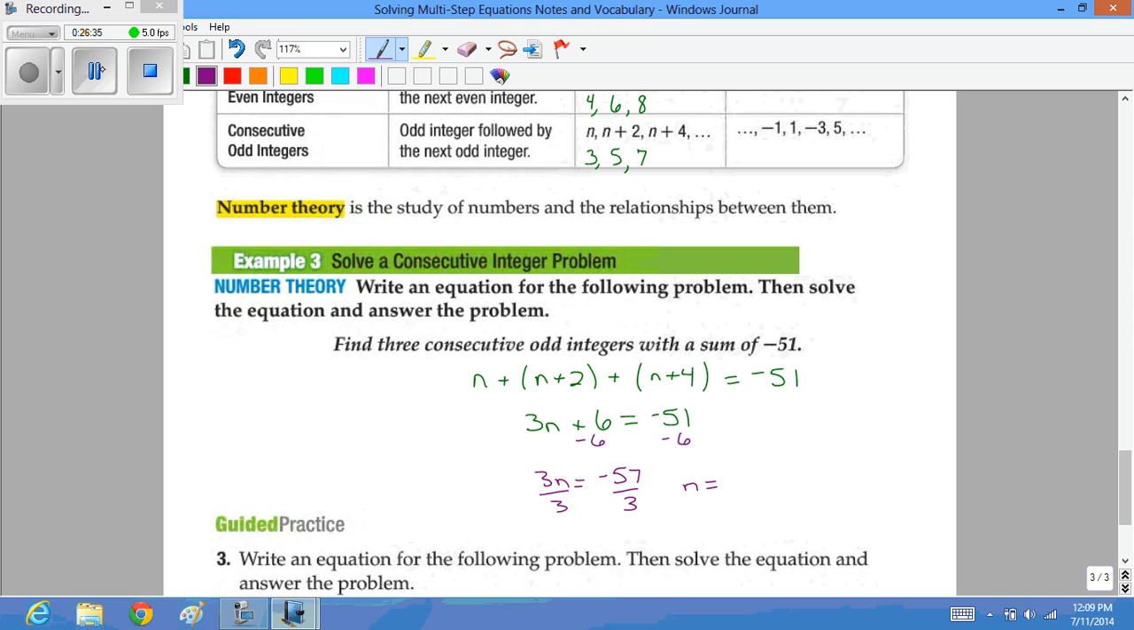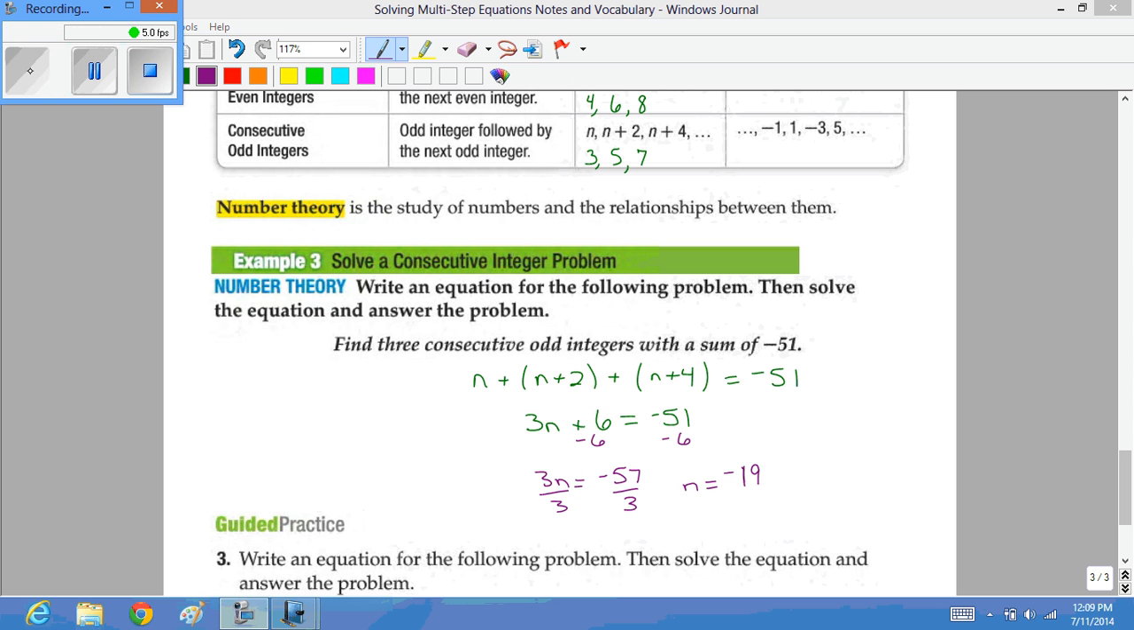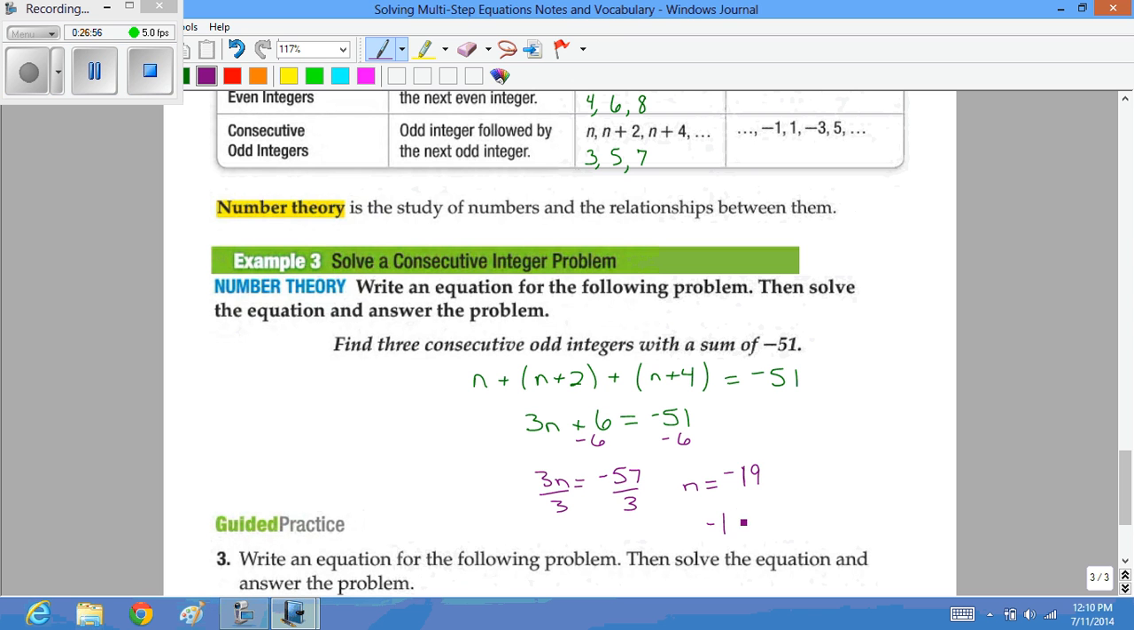Okay, hold up for a sec. Okay, now that my math is right, negative 57 divided by 3 is negative 19. Okay, but looking at what I'm supposed to do here, I'm supposed to find the 3 consecutive odd integers. So I know that my first number is negative 19. I know my next one, I have to add 2 to that. So negative 19 plus 2 is negative 17. And then I need to add 4 to negative 19, which is going to give me negative 15.